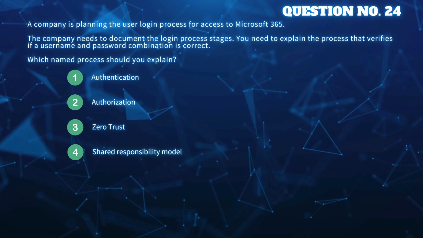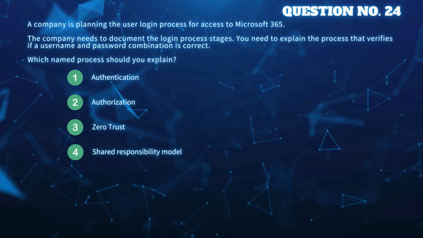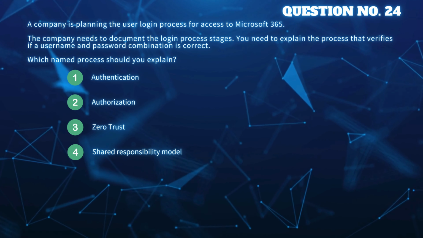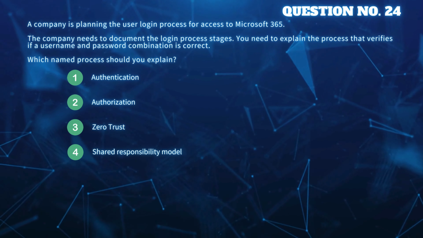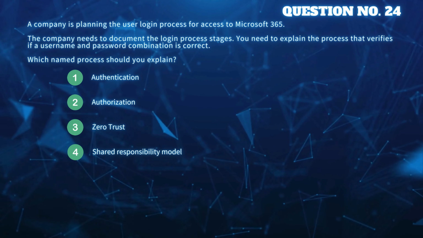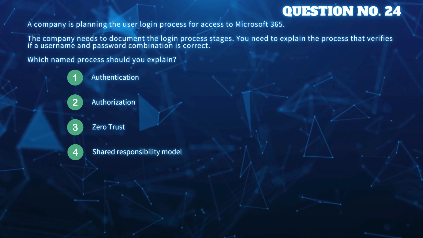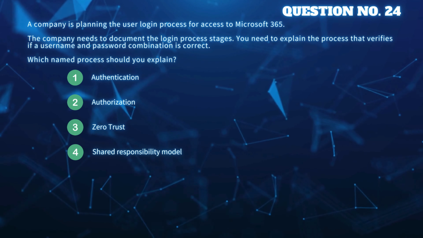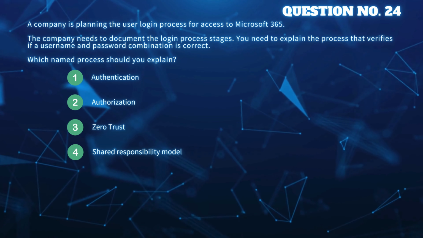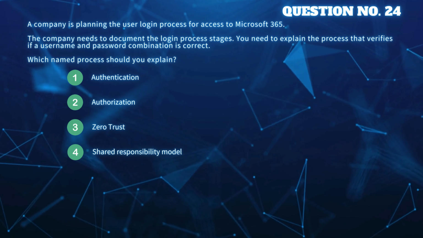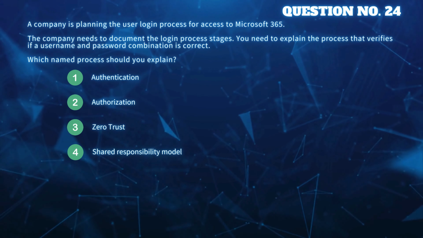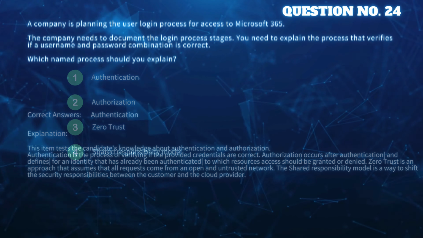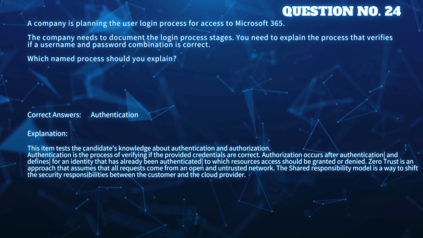Question 24. A company is planning the user login process for access to Microsoft 365. The company needs to document the login process stages. You need to explain the process that verifies if a username and password combination is correct. Which named process should you explain? Option 1, Authentication. Option 2, Authorization. Option 3, Zero Trust. Option 4, Shared Responsibility Model. Correct answer: Authentication.